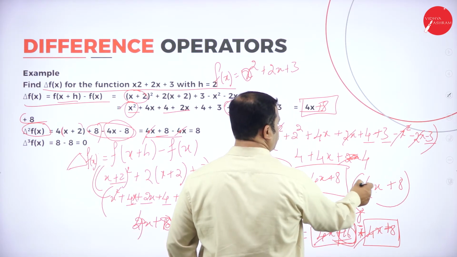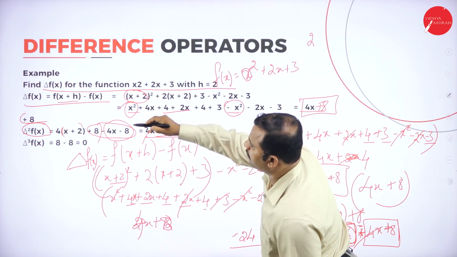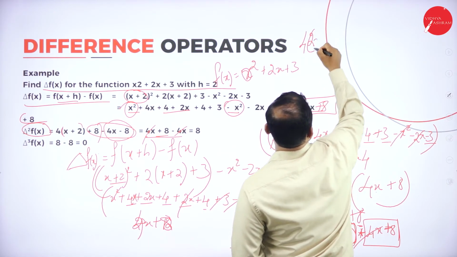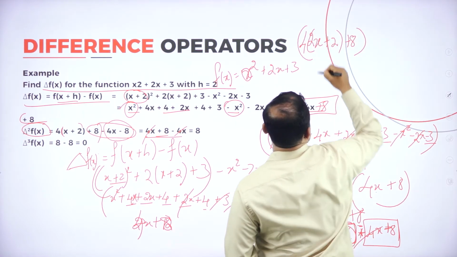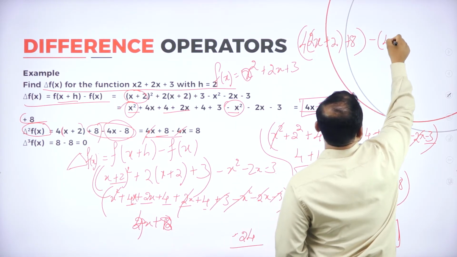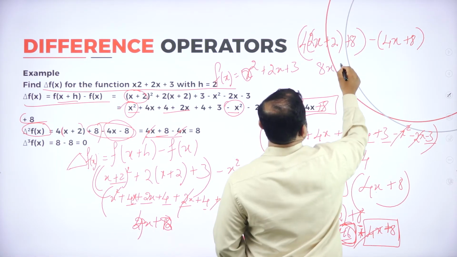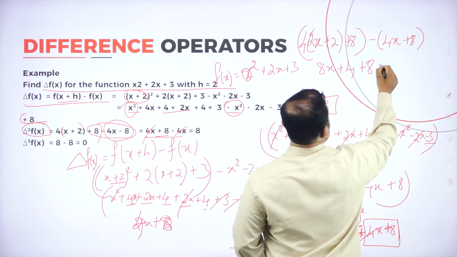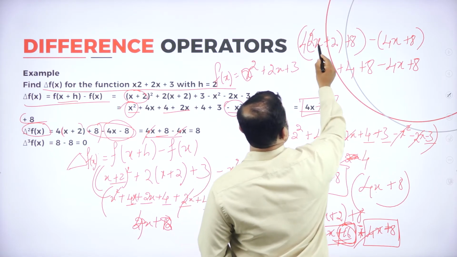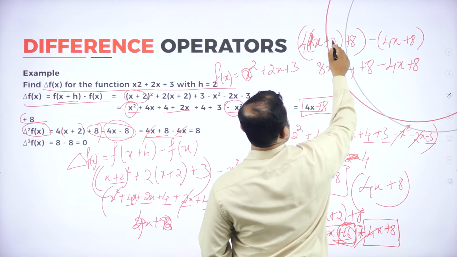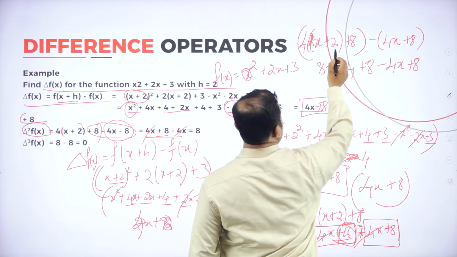So let me rewrite this term. 4x plus 8 is the term we have got here. 2 times, what is that? 4x plus 2, right? So 4 times x plus 2 we have got, plus 8 is the term we have applied here, minus of 4x plus 8. If that is the case, we will be left with 8x plus 4 plus 8 minus 4x plus 8. We have the terms here: 4 times x plus 2, and 4x plus 8.